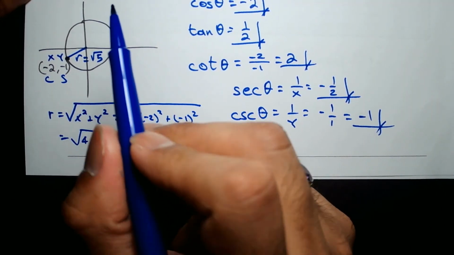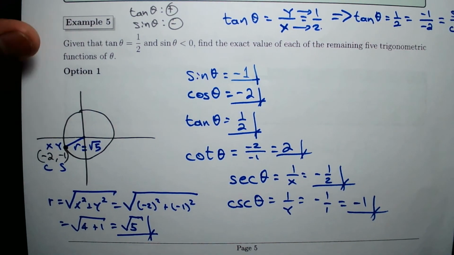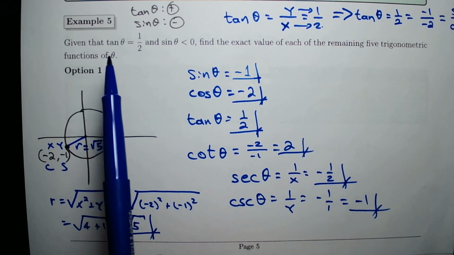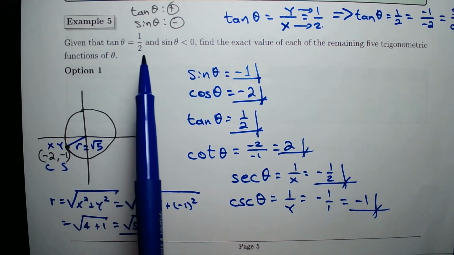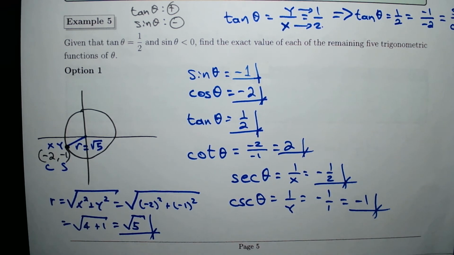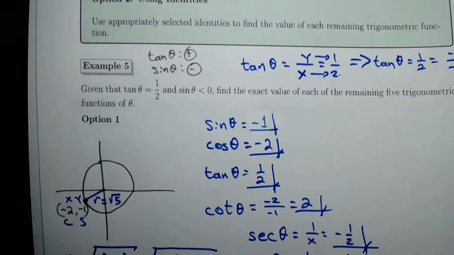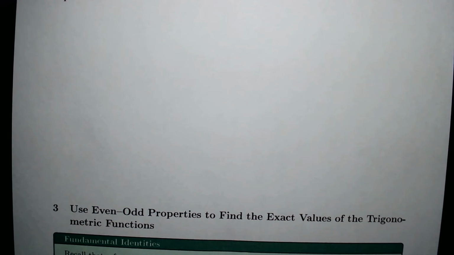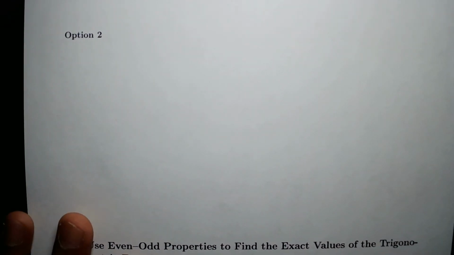Personally, I prefer using identities rather than a circle of radius r, because sometimes it might be a little bit tricky. Like, what if we were given sine and one value? In that case they're really giving us r and y, and it would be trickier to find the value of r. So my advice is to do it the other way around, using option 2, which is using identities.